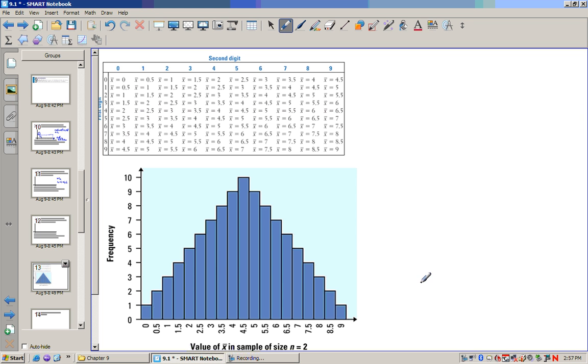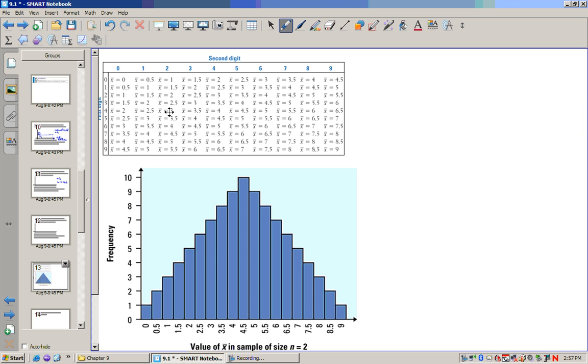The only way we can get a 9 for an average is if we get a 9 on the first digit and a 9 on the second digit. And that's going to happen pretty rarely. Same with 0. To get 0 and 0, that's the only way we can get 0. And it's pretty rare when both our first digit and our second digit are going to be 0. So you can see the distribution is something like this.